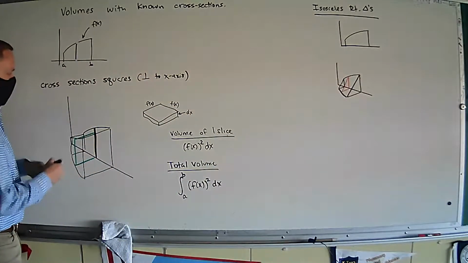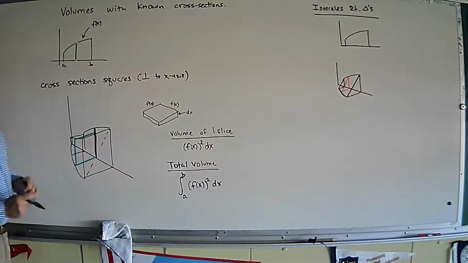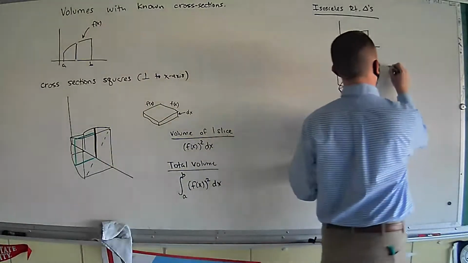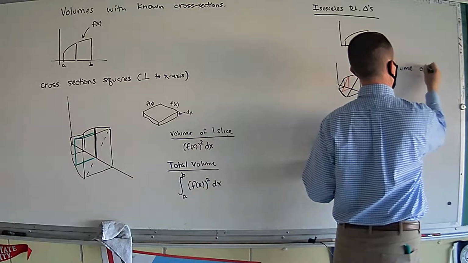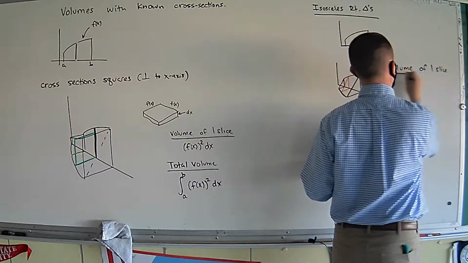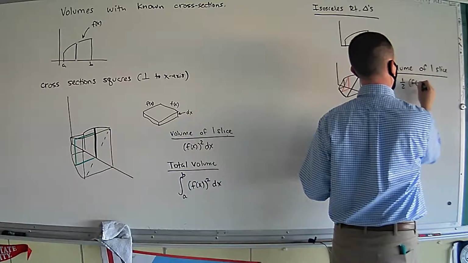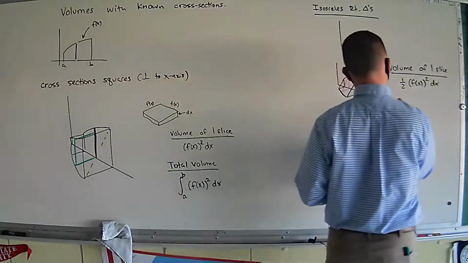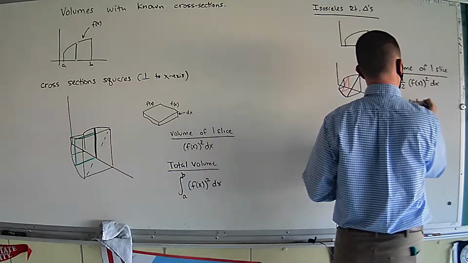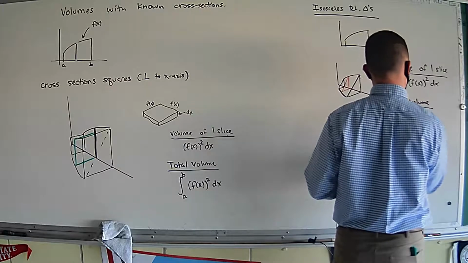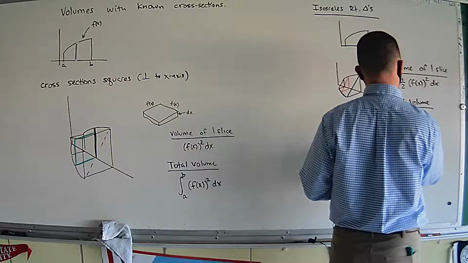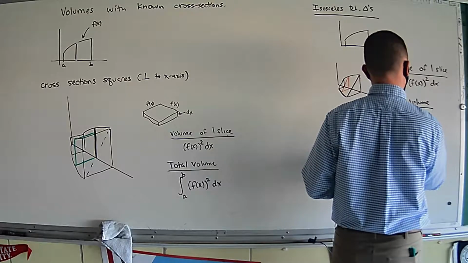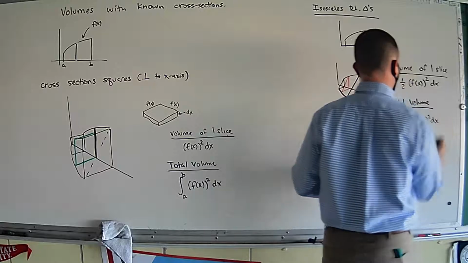You're seeing this. It's as if I took this square and I just sliced that solid with a big knife at a 45-degree angle, right? But if we build it up, the volume of one of those pieces is going to be 1/2 f of x squared dx, and then the total volume is going to be, add up those pieces from A to B.